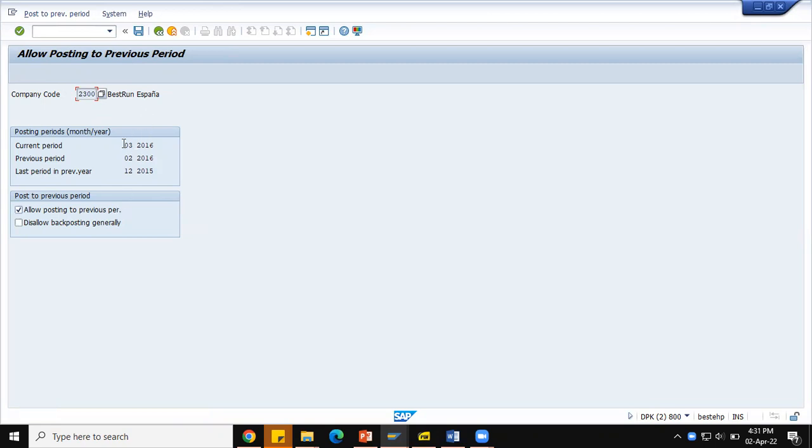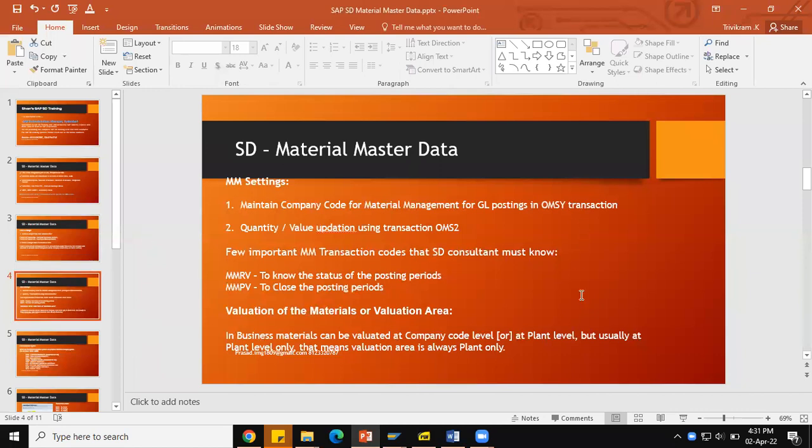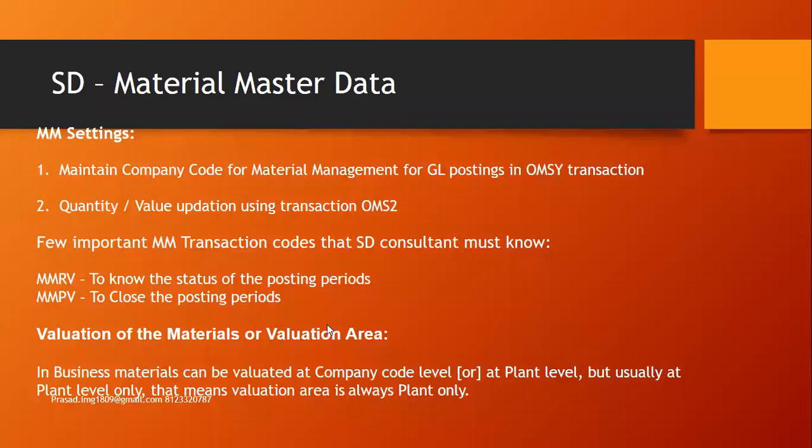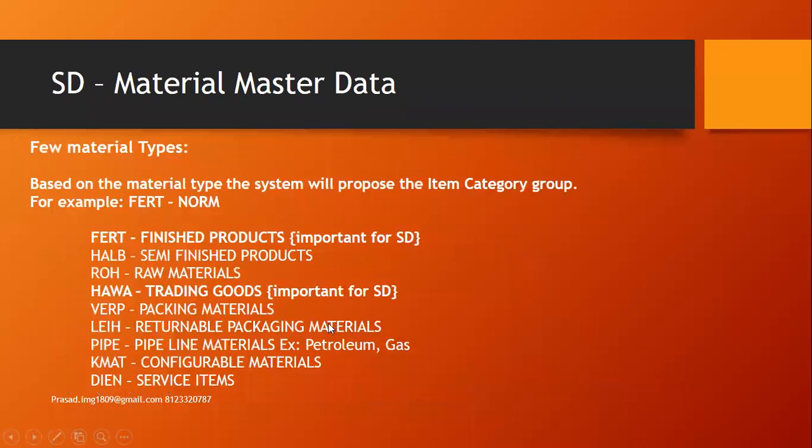If any financial or valuation related issues come up, we have to come back and check the feasibility, whether they are working fine or not, whether they are in current closing periods or not, so that we can take action. Now I'll go back to the slide sharing session again. We have discussed the FI settings, MM settings, what the material types are, and how the system automatically proposes the item category group with reference to the material type.